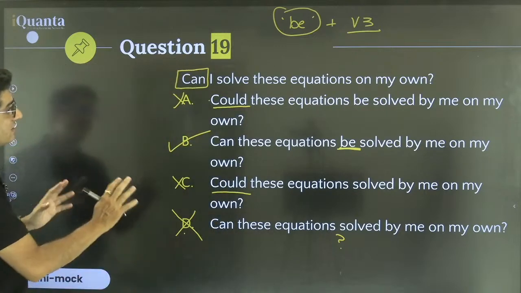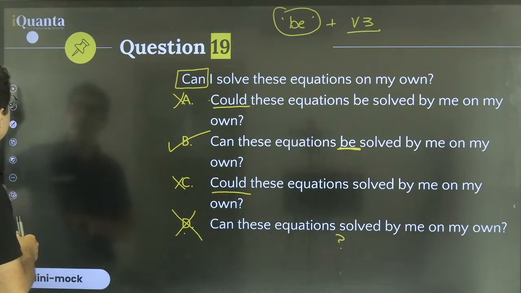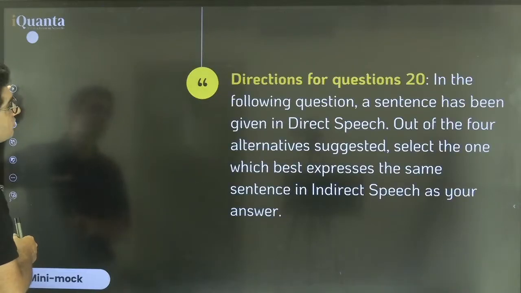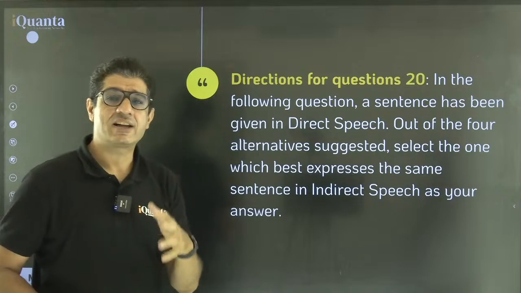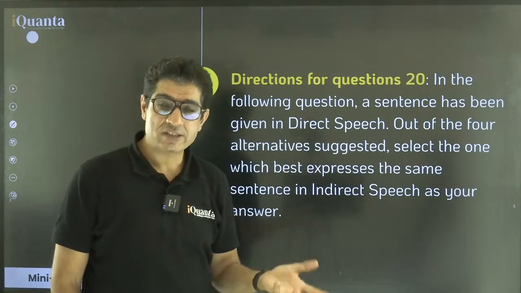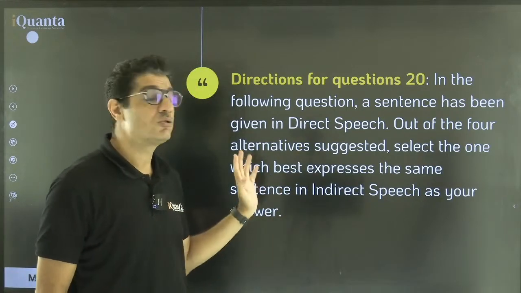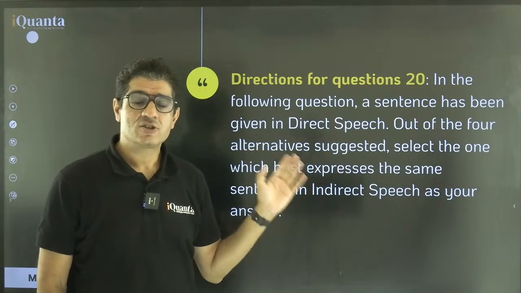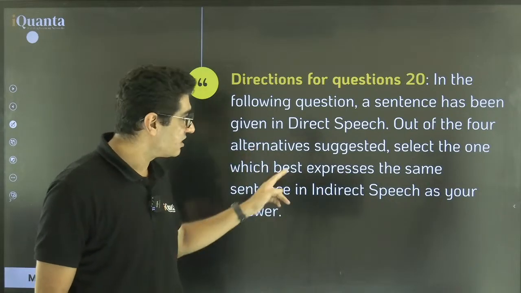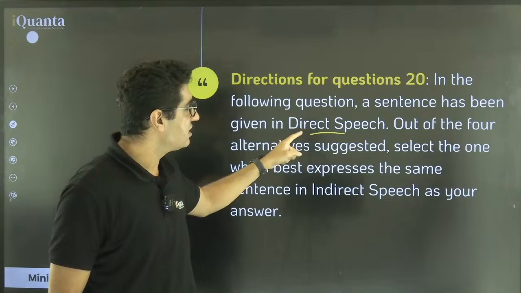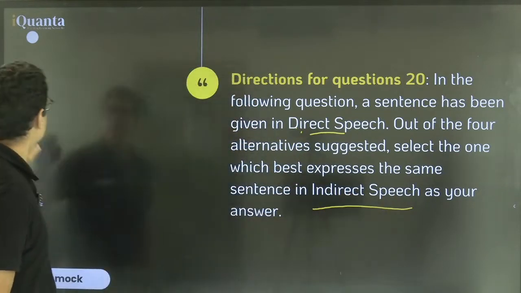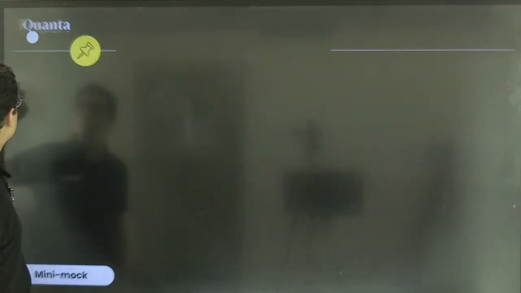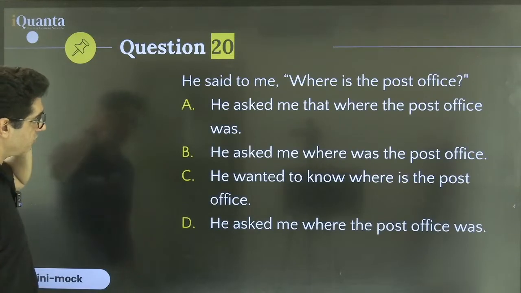Okay. So that's question number 19, and these are the directions for question 20. So in the previous case, I asked you to convert the voice. Now I am asking you to convert the narration. So you get a sentence which is in direct speech. You are supposed to change that direct speech into indirect speech, and here is that question on the screen for you.